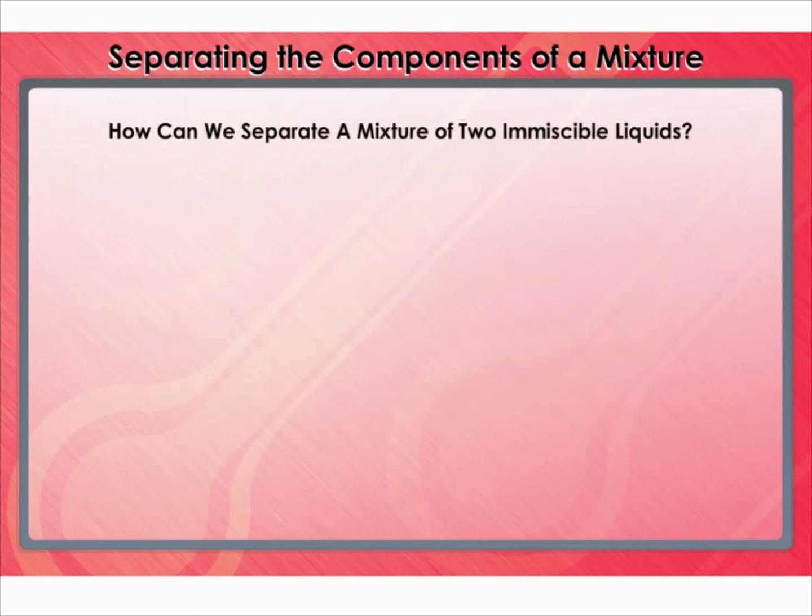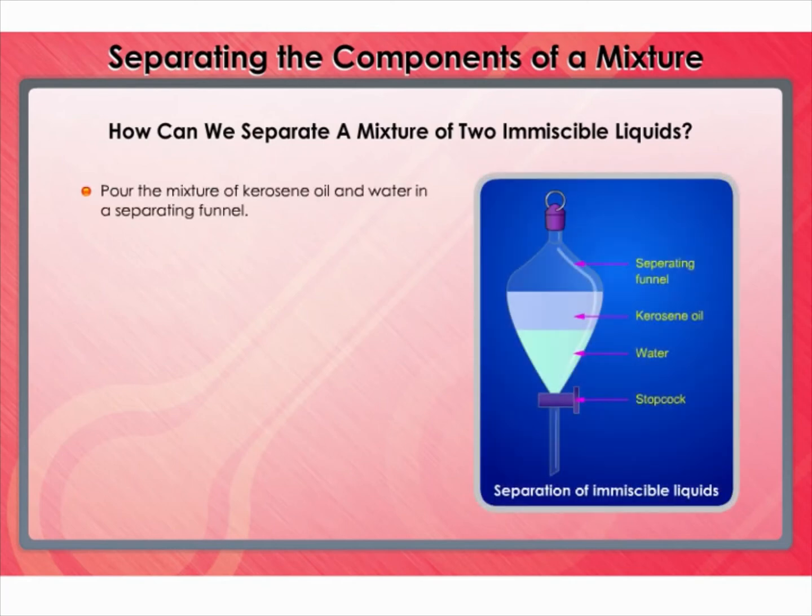Let's conduct an activity to illustrate how we can separate a mixture of two immiscible liquids. Let's try to separate kerosene oil from water using a separating funnel. Pour the mixture of kerosene oil and water in a separating funnel.